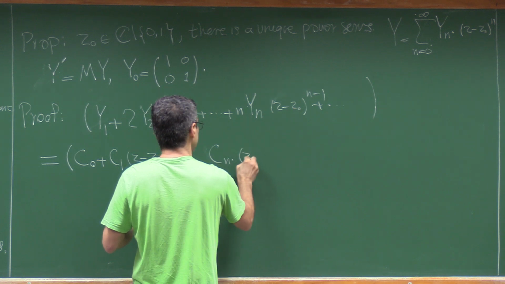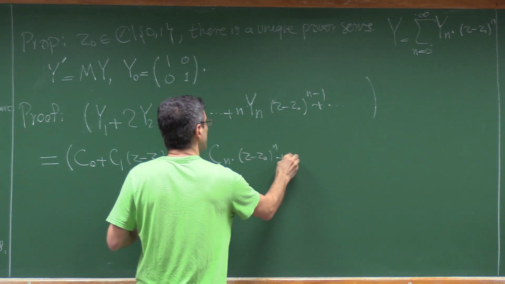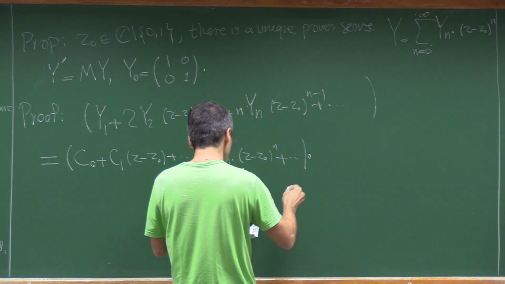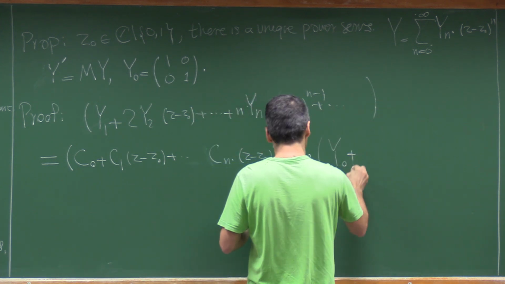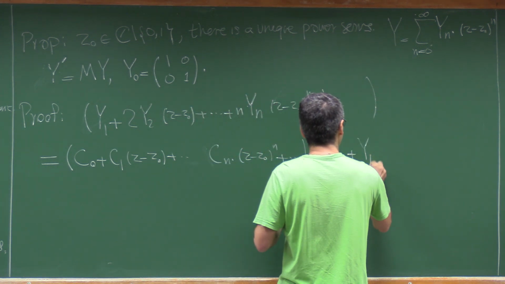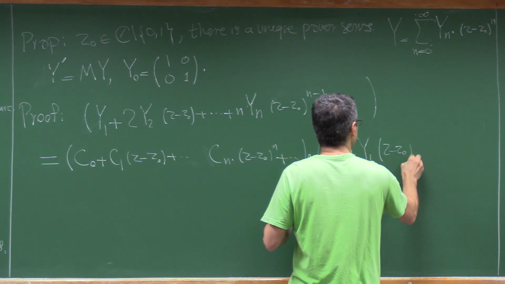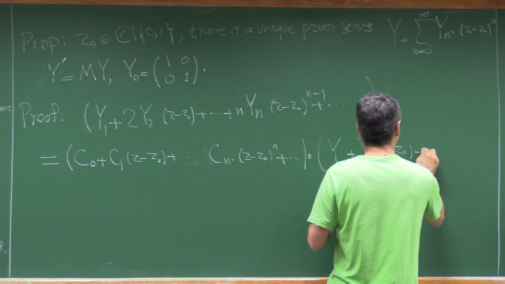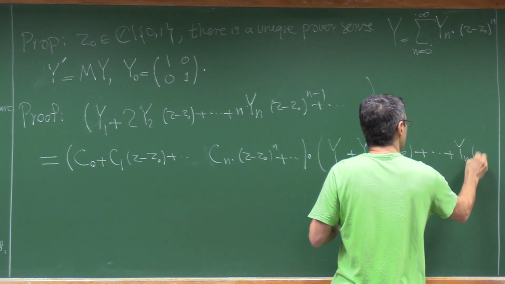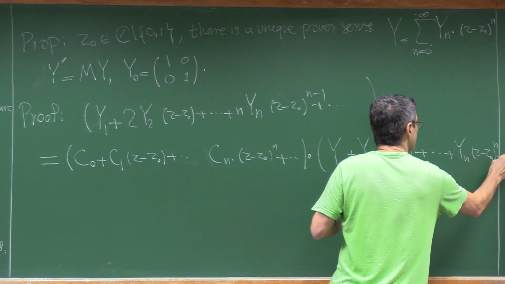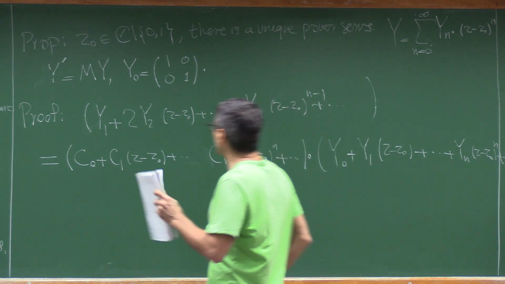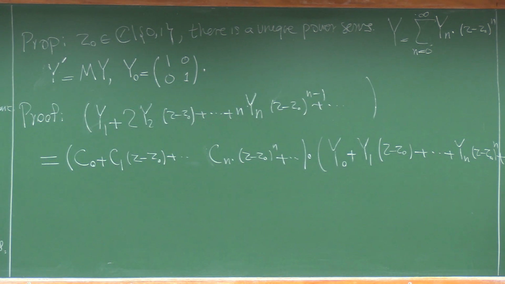Cn (z minus z0) to the n plus, and then times what? Times y0 plus yn (z minus z0) to the n, and so on. So this is your differential equation written in the formal power series. And you will see that this is a recursion.